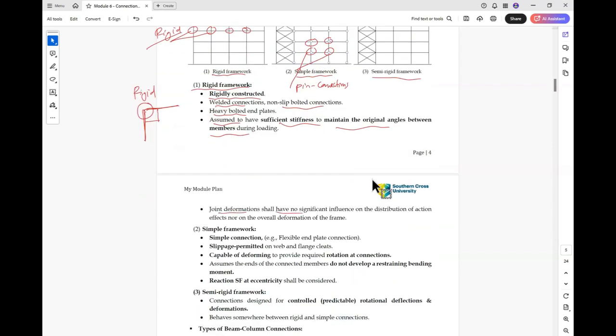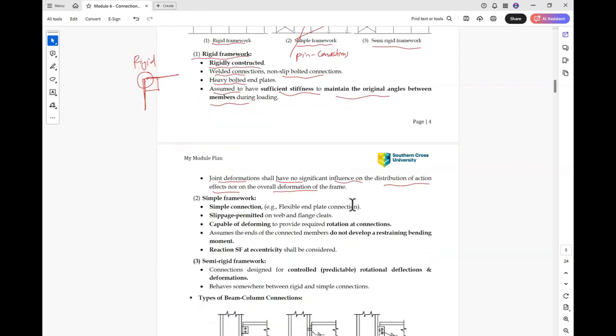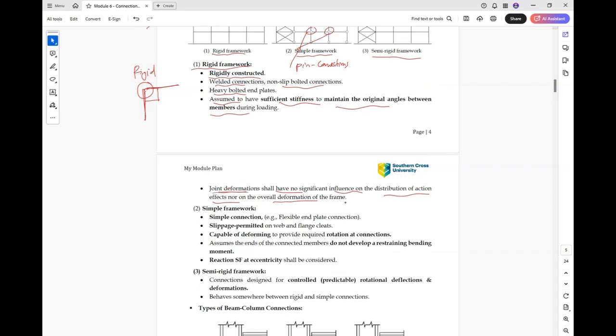Joint deformation shall have no significant influence on the distribution of action effects, nor on the overall deformation of the building. So we also need to make sure that no joint deformation has a significant effect on the distribution of forces. This means that we don't allow high deformation of this connection.